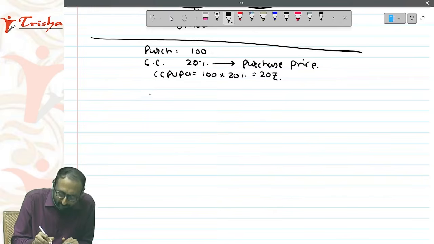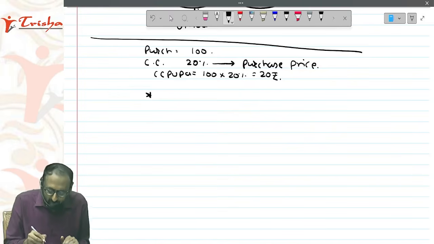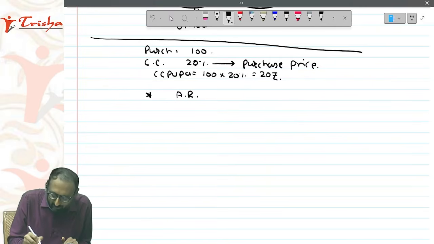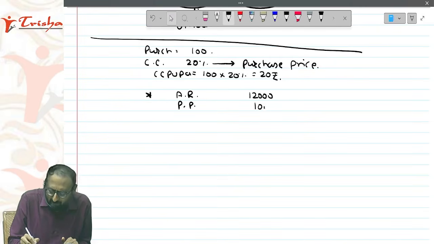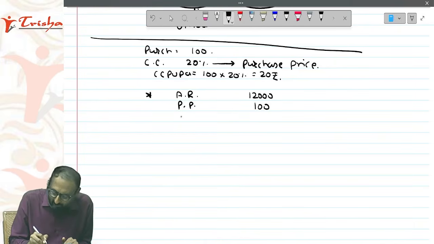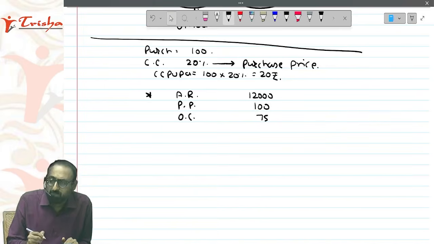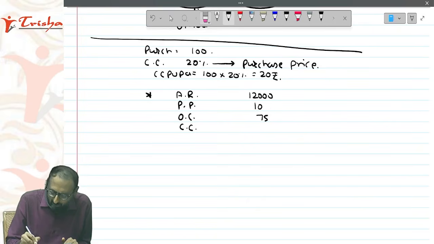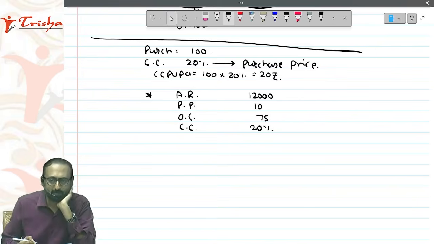Next one. Everyone please concentrate. Next very important point I am going to discuss. Your annual requirement is 12,000. Purchase price of the raw material is 100. Then ordering cost is suppose 75 rupees. And suppose carrying cost is 20%. Calculate economic order quantity yourself.